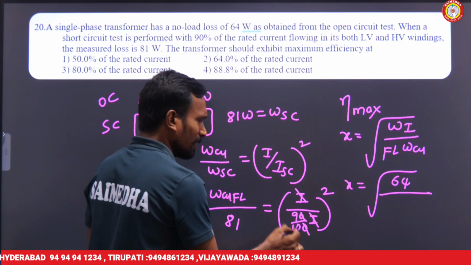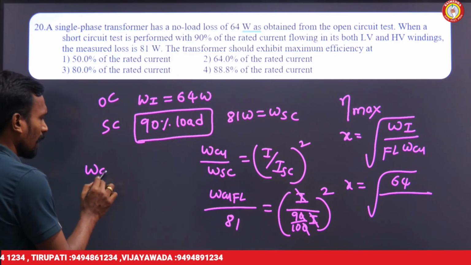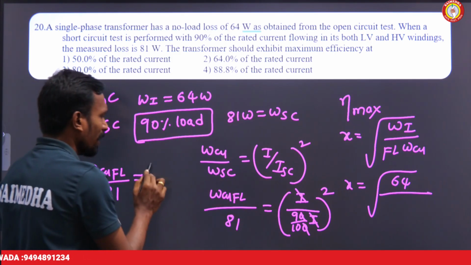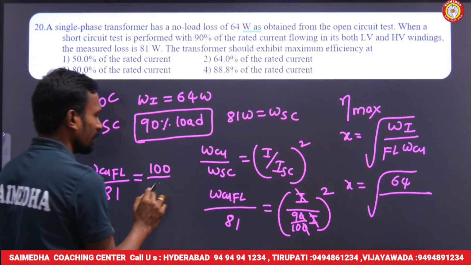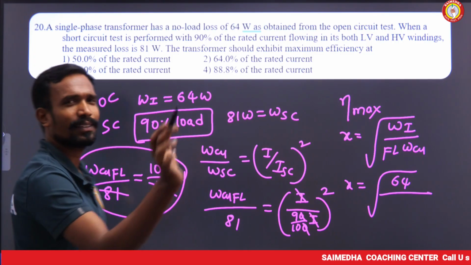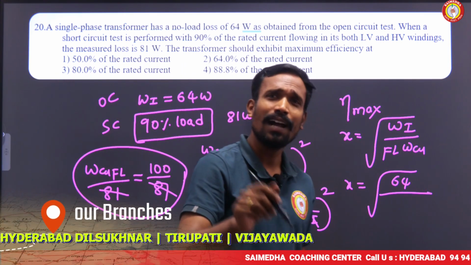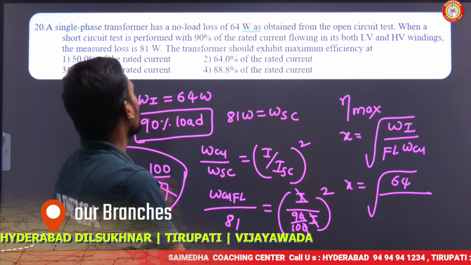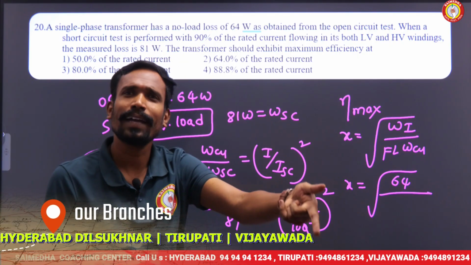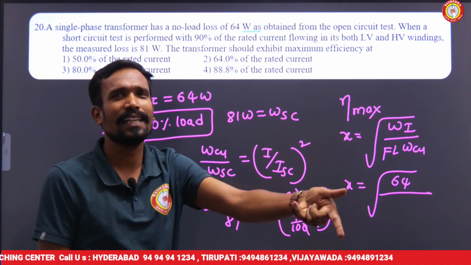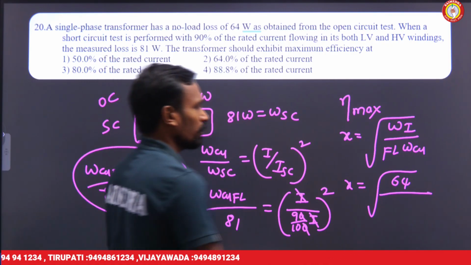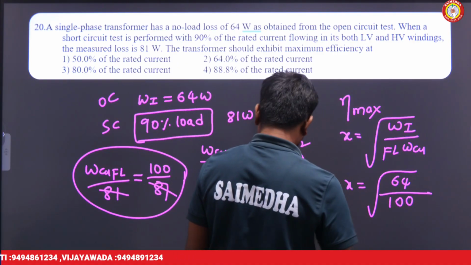These two get cancelled, and 10 will come here. So the copper losses at full load by 81 is equal to 10 square over 9 square. These get cancelled, so the full load copper losses are 100 watts. Actually, you should analyze this without calculation. At 90% of load you get 81 watts, so at full load you have exactly 100 watts: 9 square is 81, 10 square is 100. We already discussed this way of analysis.